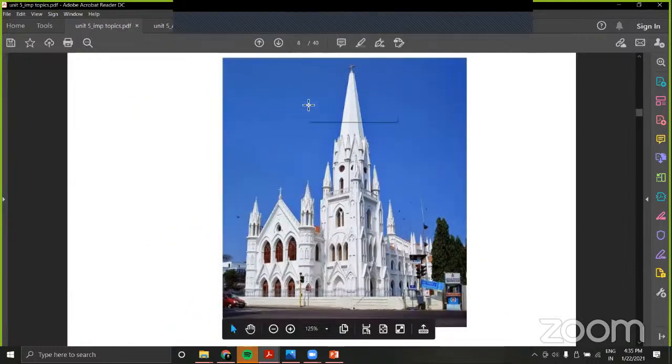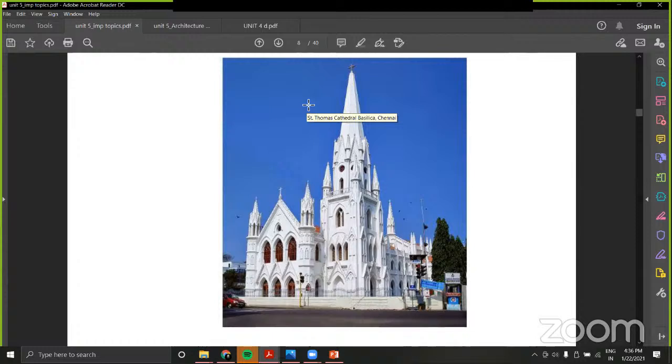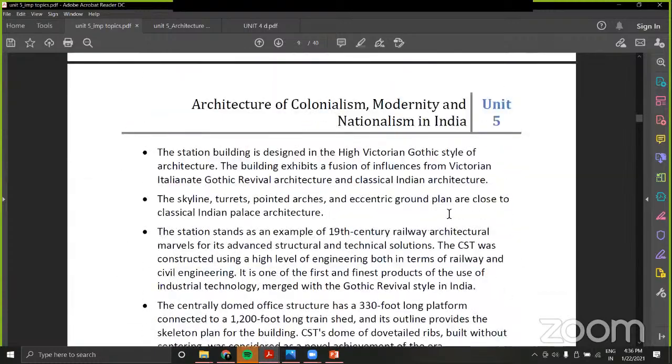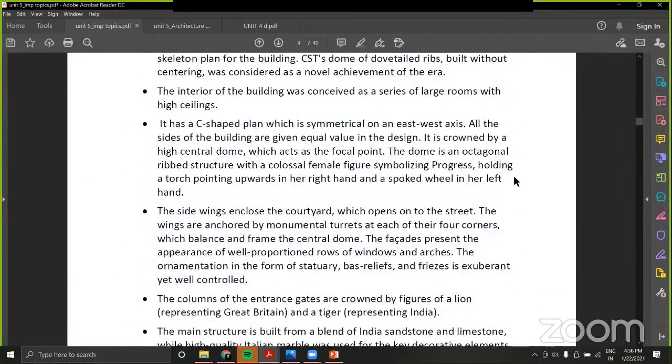So as you can see, the Portuguese style of churches in Chennai. After all these churches, nowadays people are building churches like these, not with a flat roof but with a pointed arch. Yeah, so this is Chhatrapati Shivaji Terminus, Mumbai. This is a huge one. We don't have time.